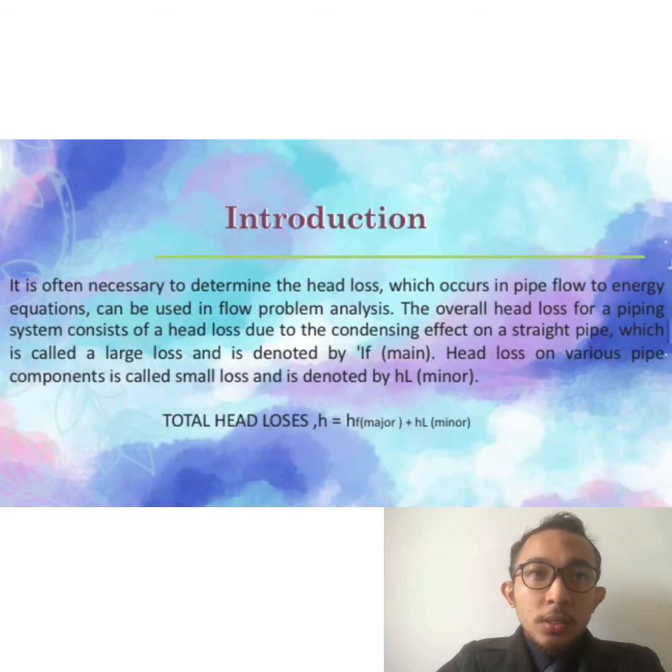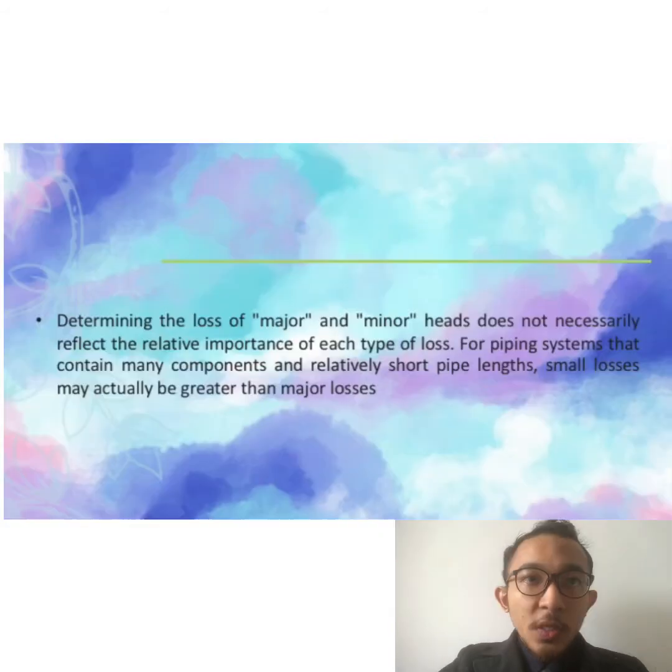The overall head loss of the piping system consists of the head loss due to the friction effect in the straight pipe, which is called major loss and is denoted by HF major. Head loss in the various pipe components is called minor loss and is denoted by HL minor. Total head loss H equals HF major plus HL minor. Determine the loss of the major and minor.